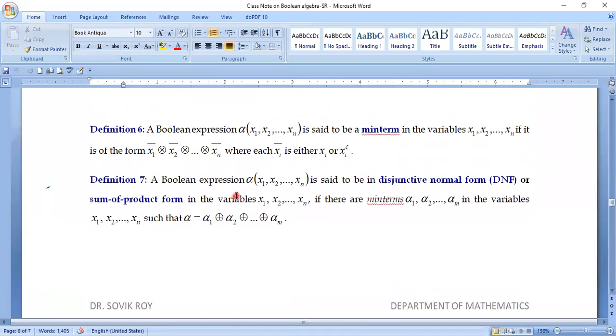So we had a Boolean expression alpha(x1, x2, ..., xn). It is in disjunctive normal form in the variables x1, x2, ..., xn if there are min terms in the variables x1, x2, ..., xn, so that alpha can be expressed as alpha1 plus alpha2 plus ... plus alpha n.